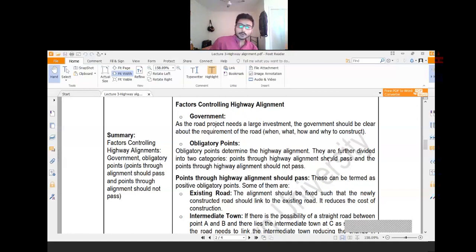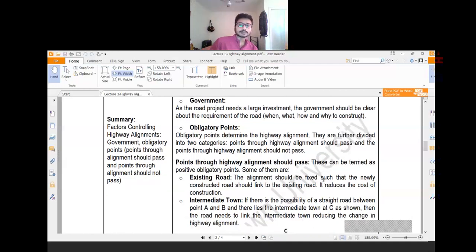Okay, so the points through which an alignment should pass or a road should be constructed are called positive obligatory points, and the points through which alignment should not pass are called negative obligatory points. Now coming to the point, what are these positive obligatory points? What are the different points through which our alignment should pass?